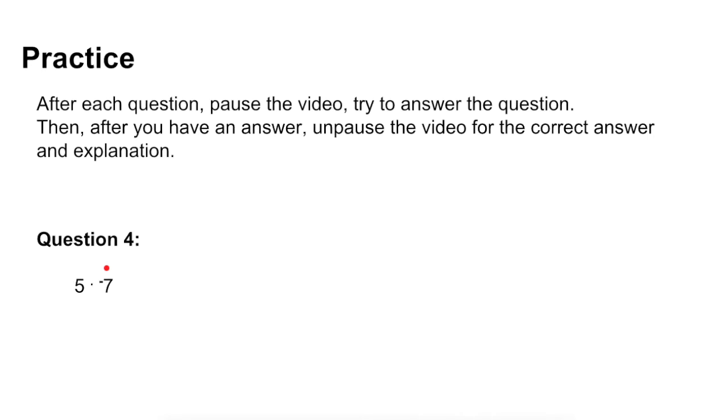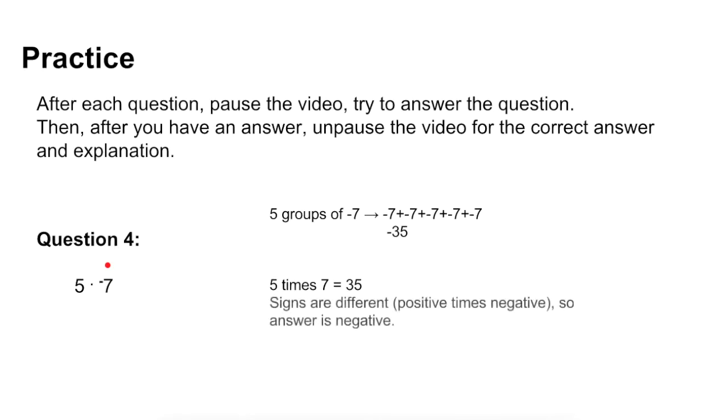All right, here's a multiplication one. So again, don't forget, you have to pause the video. 5 times negative 7. Unpause when you're ready. So 5 times negative 7 means we have 5 groups of negative 7, or negative 7 plus negative 7 plus negative 7 plus negative 7 plus negative 7, 5 times. And if we do that, we know we get negative 35. That's one way to approach this problem. If we want to just kind of memorize the rule, well, we know 5 times 7 is 35, but because the signs are different, we have a positive times a negative, we know the answer is negative. Therefore, the answer is negative 35.